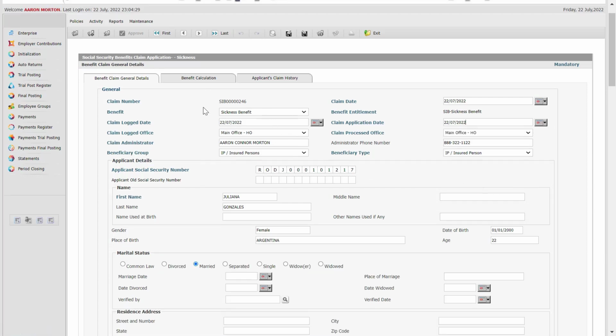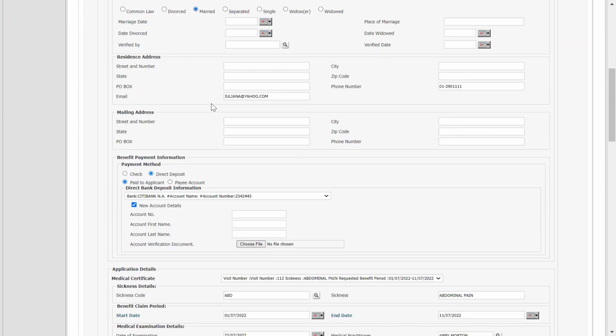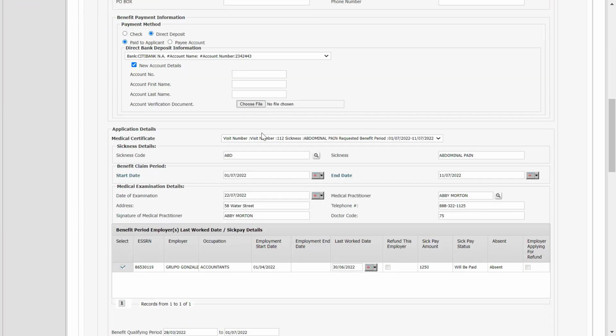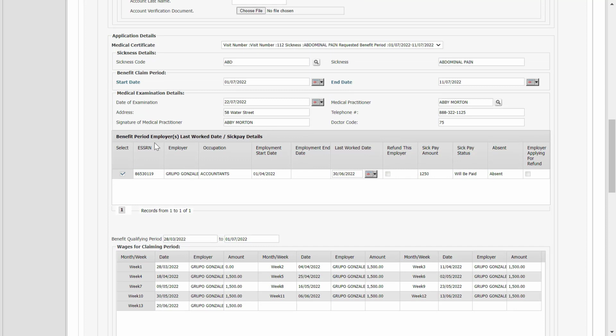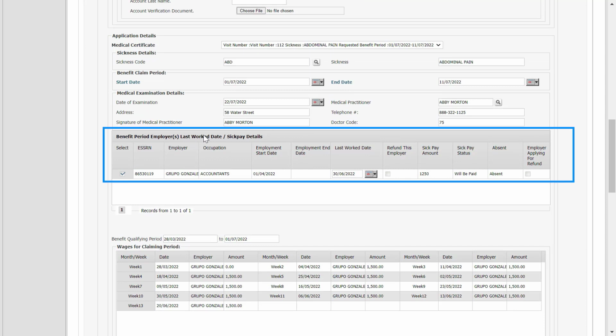Let's take a look at what else we can see here. Virtually all the right information is in place already. We can see that the information regarding the employer during the benefits period is already there.